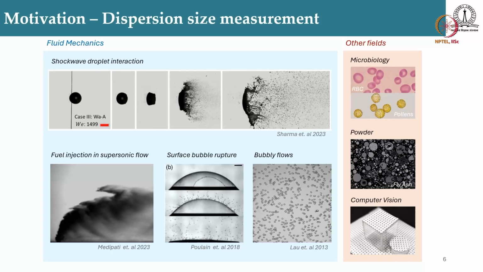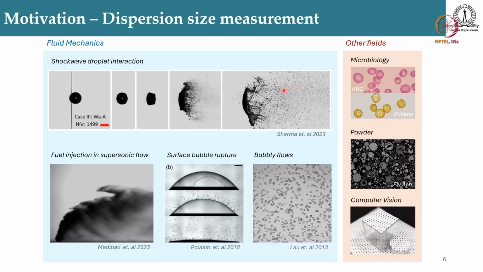Here are some of the ideas where this problem of estimating the dispersion size is relevant. So the first problem is actually something that I am working on. Here we see secondary atomization of a droplet because of shock waves, and you can see it generates a lot of tiny droplets. And from this image, definitely it cannot be measured.